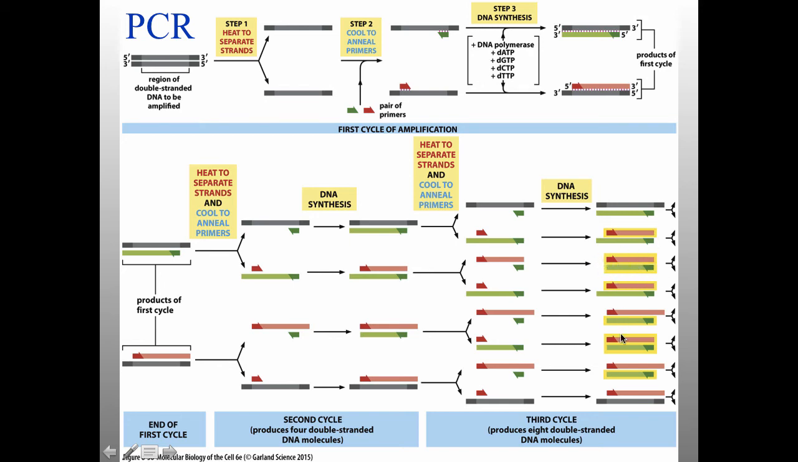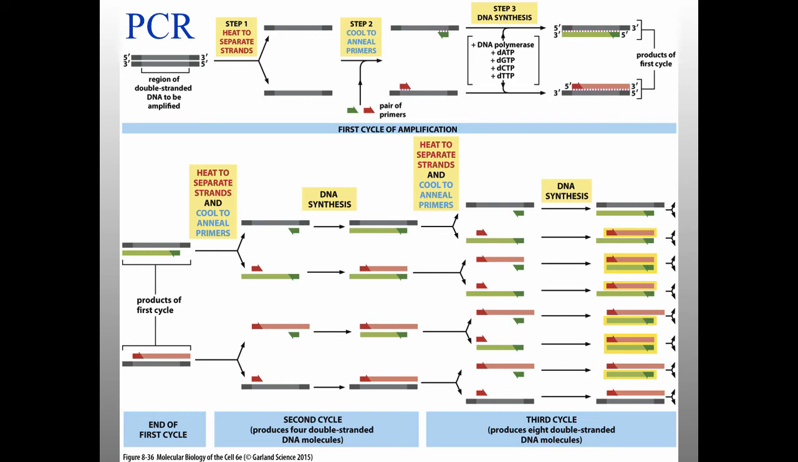The real breakthrough in terms of this polymerase chain reaction wasn't so much the invention of pulling them apart, putting in the primers, and having primer extension. What was the real key to making this work? Anybody know? Anybody been to Yellowstone? Anybody heard about Taq polymerase? No one's going to answer any of my questions today.